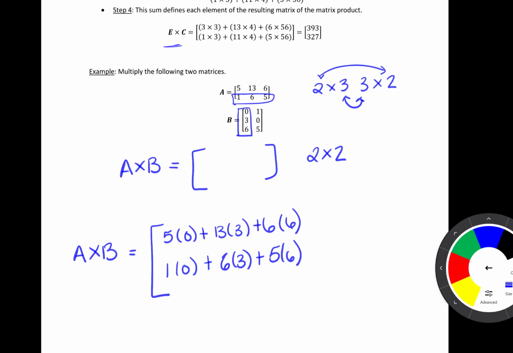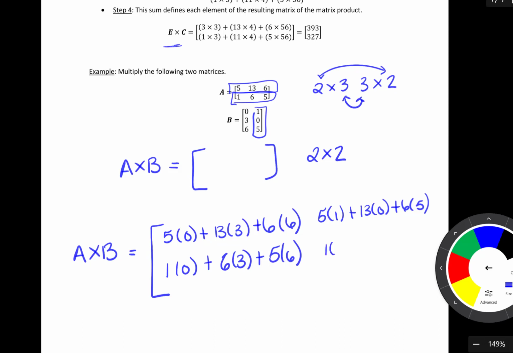Next, we're going to do that same process, except now we're going to look at the second column of B. So we're going to take the second column of B times the first row of A. So we're going to have 5 times 1 plus 13 times 0 plus 6 times 5. Then we're going to have the second column of B times the second row of A. So we're going to have 1 times 1 plus 6 times 0 plus 5 times 5.